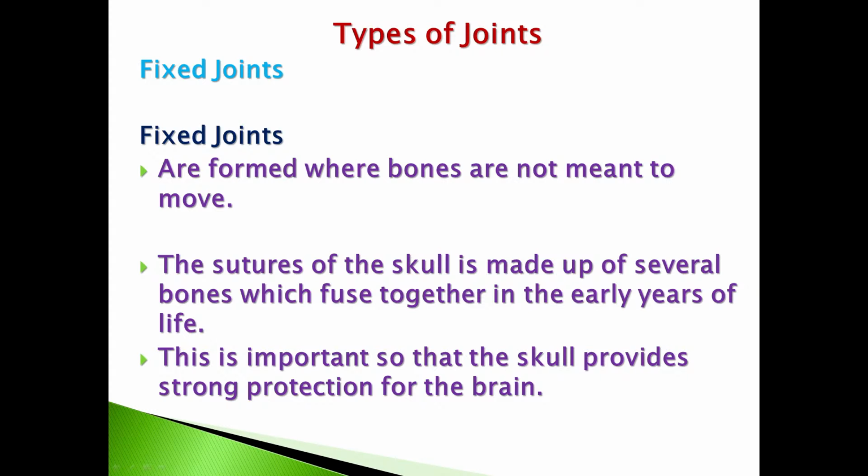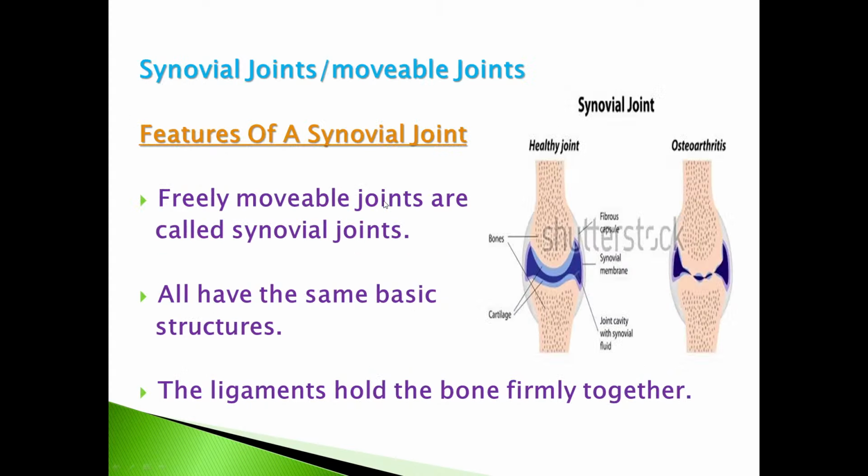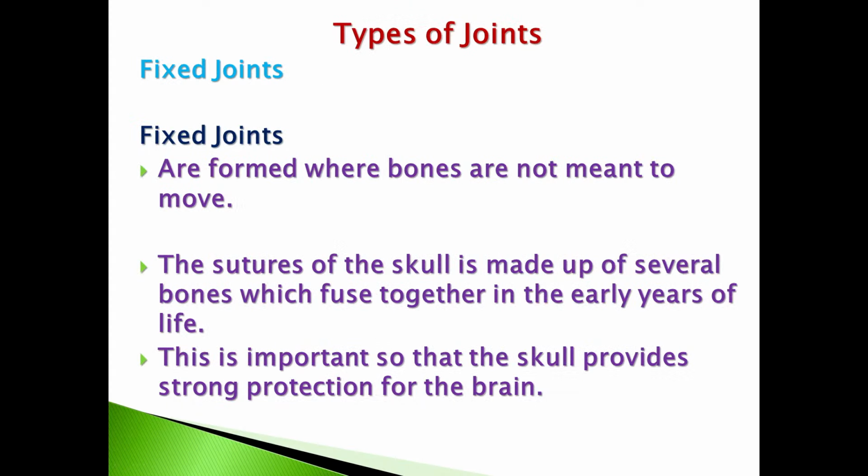Alright, so after looking at the overview for joints, now we're going to look at the different types of joints. As for types, we have two main categories. One is known as fixed joint, or you can say immovable. That means that these joints don't allow movement. And the next category that we're going to spend some time looking at is known as synovial joints or movable joints. So those are the two types of joints.